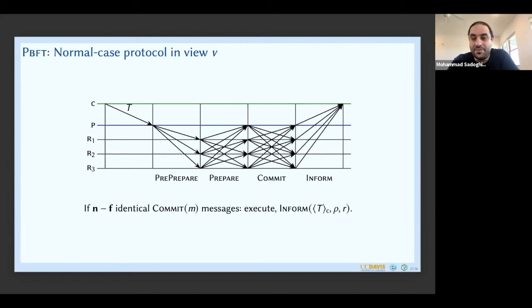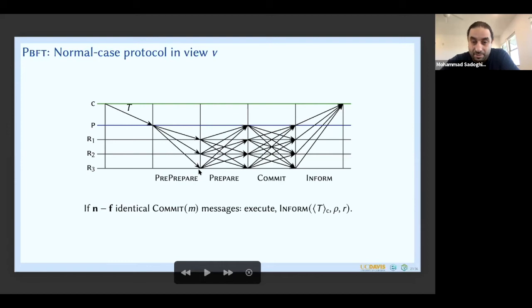So any thoughts? What if the primary, let's say the message is called message M, tells some replica the next sequence number is message M, and tells some other replica the next message is message M prime. The primary could be malicious, and it can do anything. It can send some client transaction to some replica and a different client transaction to some other replica and start having a divergence.